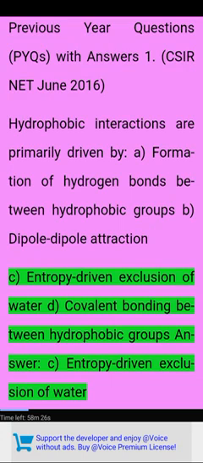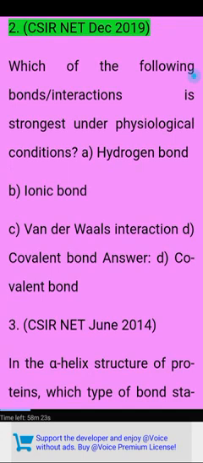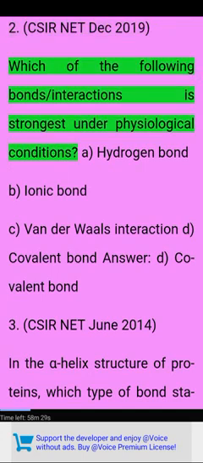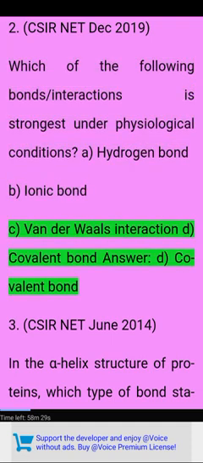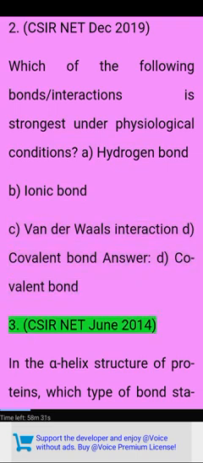C. Entropy-driven exclusion of water. 2. CSIR NET December 2019. Which of the following bond interactions is strongest under physiological conditions? A. Hydrogen bond. B. Ionic bond. C. Van der Waals interaction. D. Covalent bond. Answer. D. Covalent bond. 3. CSIR NET June 2014.